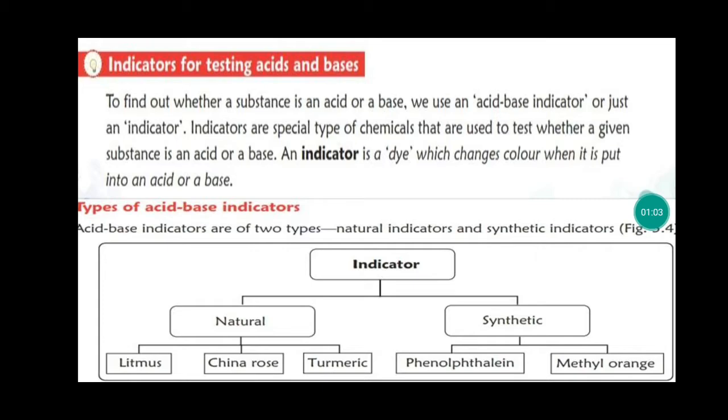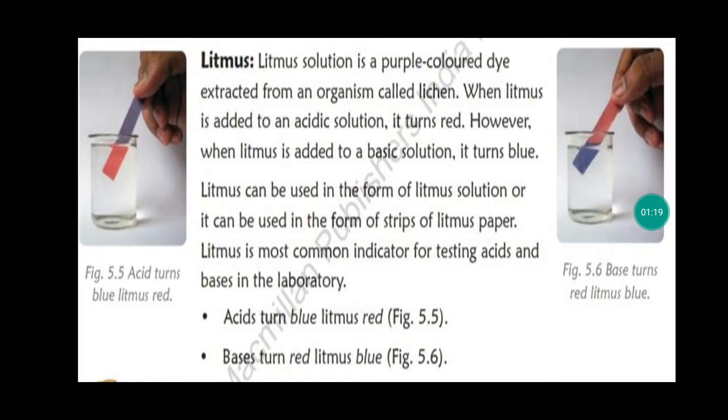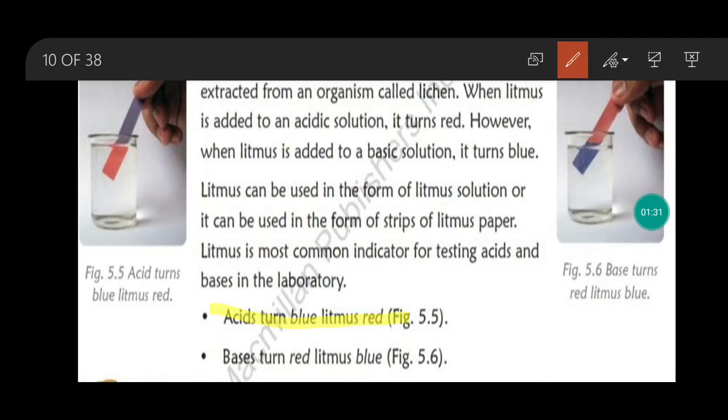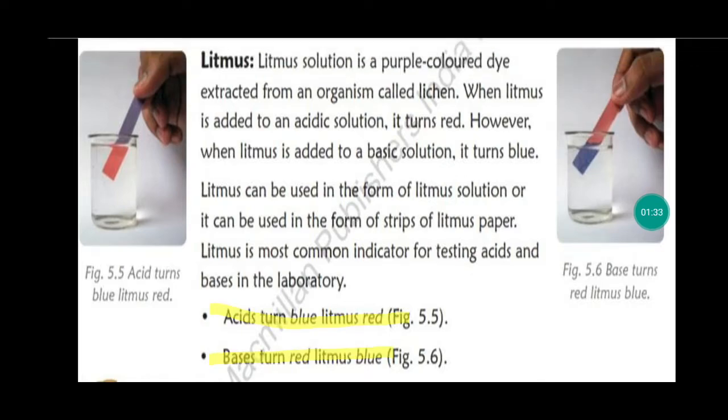And we came to know about the indicators. Here we are knowing about the two types of indicator, that are natural and synthetic indicator. In the natural indicator we came to know about the litmus, China rose and turmeric. And in synthetic there is phenolphthalein and methyl orange. In litmus, the solution of litmus is purple in color, and litmus paper is also present there. Acid turns blue litmus red and bases turn red litmus blue. That is the thing we have already learned in the last class.